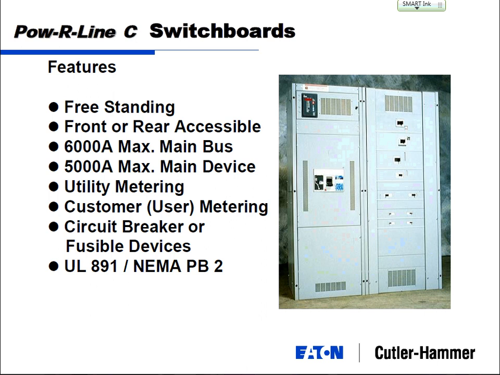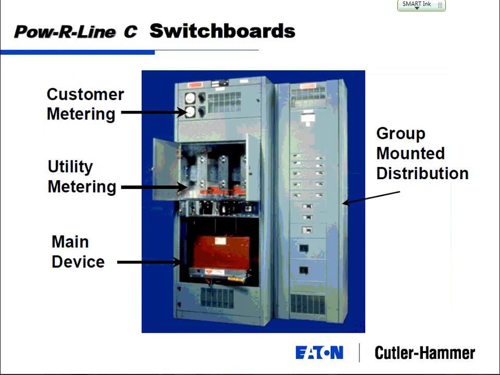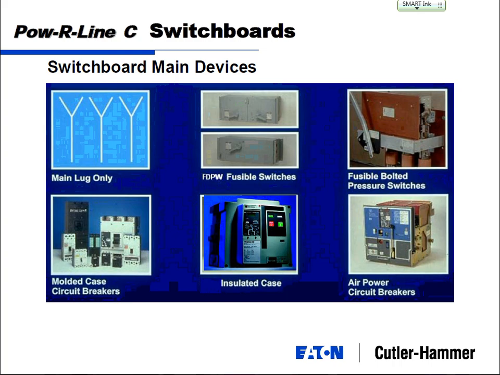Because it's in a room, you can make it front or rear accessible. And because they're just inherent to the way the switchboard is designed, here's a typical one, you have the ability to put certain metering compartments in there as well. I think I got a better picture. Here's a better picture. So here's normal distribution, and you may have a main device, and we've got two other things here called customer metering and utility metering. And I'll touch on those here in a second. So from the main device, you're going to get the same options of having main lug or a fusible switch. One other thing you can get is actually a fusible bolted pressure switch.